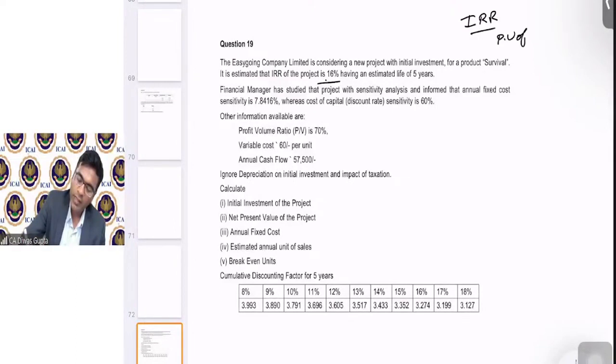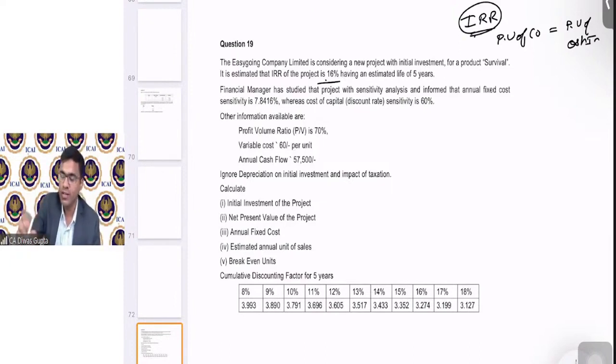Where present value of cash outflow is equal to present value of cash inflow. So IRR is that rate of return which equates the cash outflow to cash inflow, or in other words, NPV zero, having an estimated life of 5 years. The financial manager has studied the project with sensitivity analysis and informed that the annual fixed cost sensitivity is 7.841%, whereas the cost of capital sensitivity is 60%. So if cost of capital increases by 60%, the NPV will become zero. If the fixed cost increases by 7.8416%, the NPV will become zero.